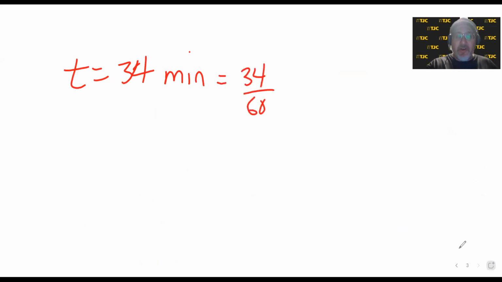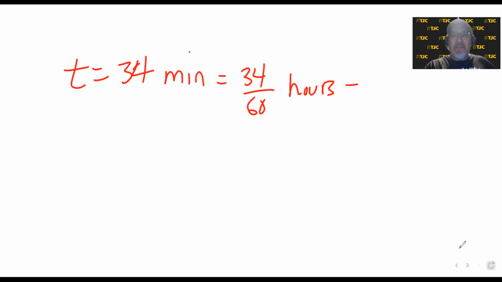34 over 60 would give you the number of hours, because there are 60 minutes in an hour. So for example, if we had 120 minutes, we would divide by 60 to turn it into 2 hours. We divide by 60 to turn minutes into hours. Or think of it this way. If we measure the same amount of time in minutes versus hours, the number of minutes should be more because a minute's a smaller unit of time. So when we turn minutes to hours, we need to turn that number into a smaller number, and dividing by 60 does that.